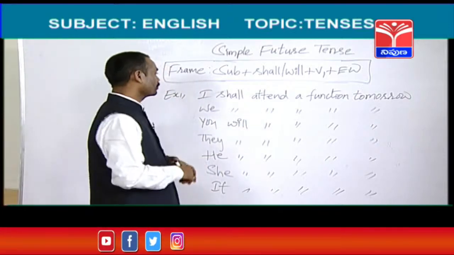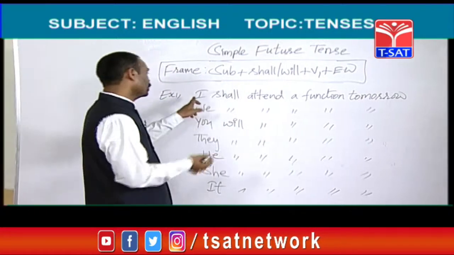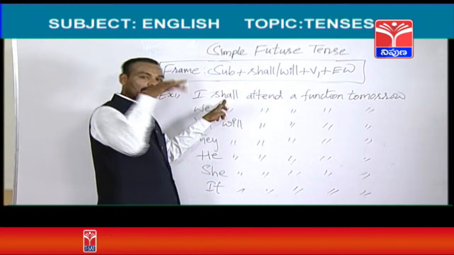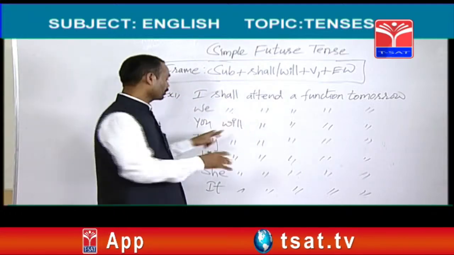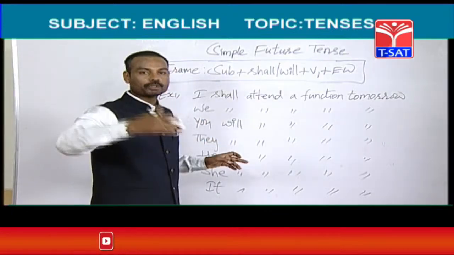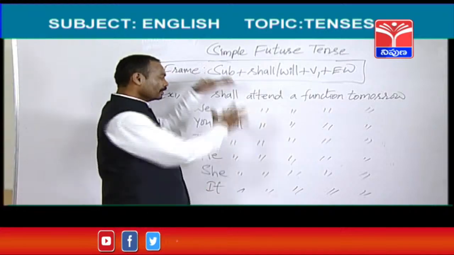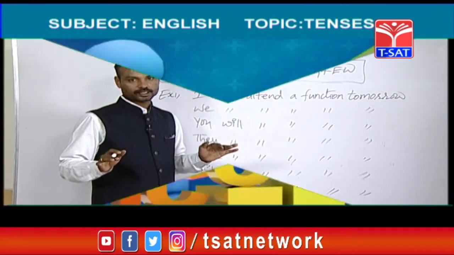Let's take example number 2. I will play football tomorrow, or I shall play football tomorrow. We can say I shall play football tomorrow, or I will play football tomorrow. We shall play football tomorrow, or we will play football tomorrow. Next, you will play football tomorrow, they will play football tomorrow, he will play football tomorrow, she will play football tomorrow. Like that. Friends, this is the process of writing sentences in simple future tense.